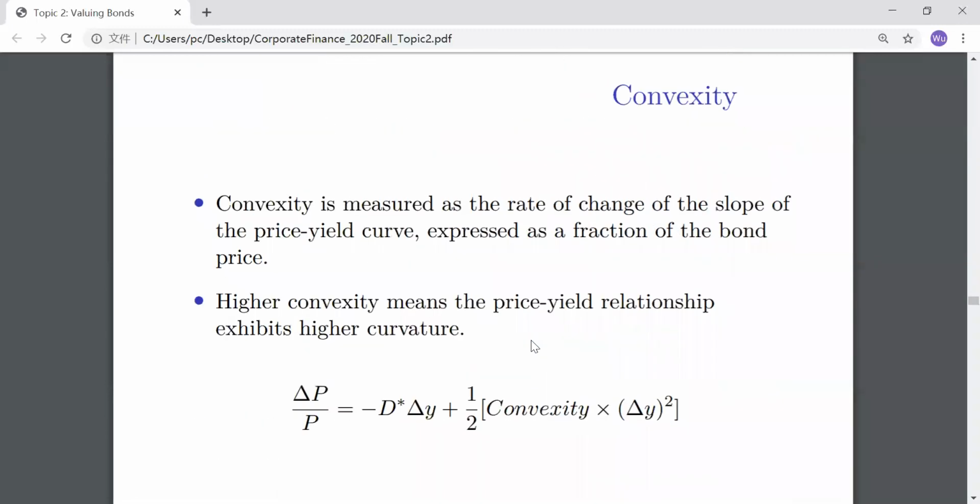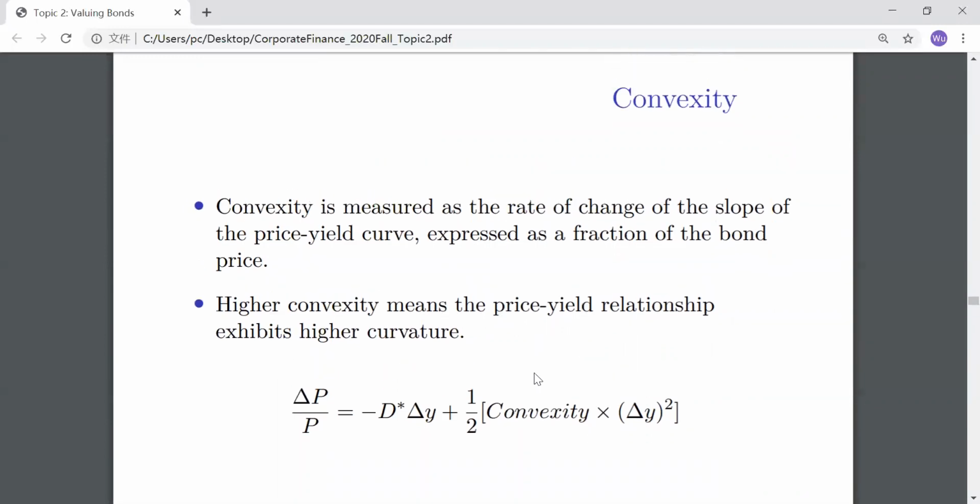And how do we capture that kind of curvature? We should use the convexity measure. Convexity is the second order approximation to the price yield curve. That's why it can capture the curvature. If we expand the change in prices, duration is the first order approximation and convexity is the second order, because it is a sensitivity to the yield change to the power of 2, the square of the yield to maturity change.